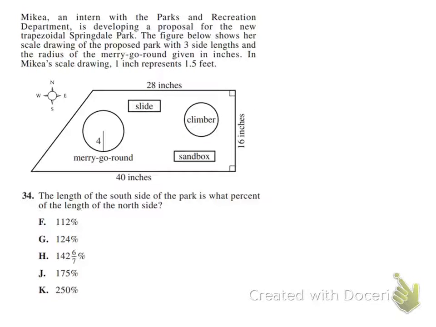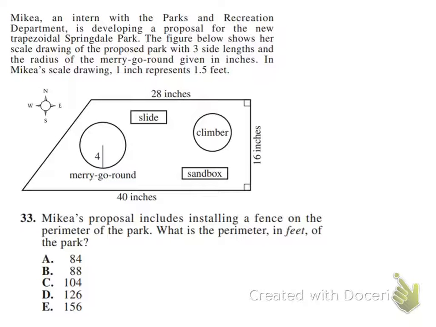Third one. The length of the south side of the park. I'm sorry, we didn't finish that, did we? It's 40, 56, 84, 104. 104 is the correct answer. That might be what you would have guessed. That would have been the good guess. So that's how it was 20?